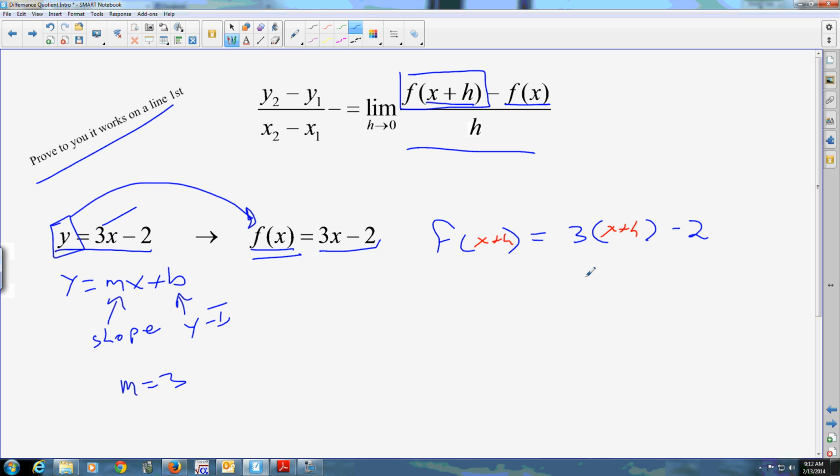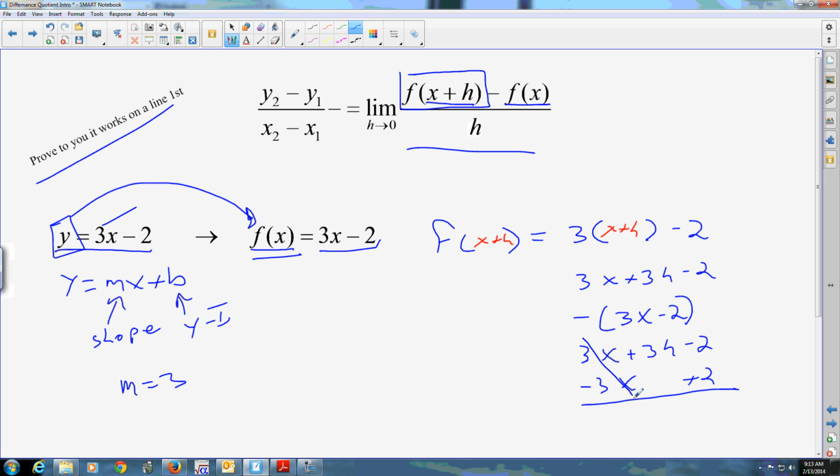Let me rewrite it. 3x plus 3h minus 2. From that, I need to subtract the original function, f of x. So I need to subtract 3x minus 2. I need to take the parentheses off. So I got 3x plus 3h minus 2. All I did was rewrite it and distribute that in. Minus 3x plus 2.